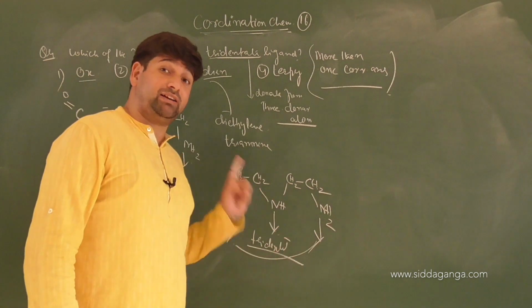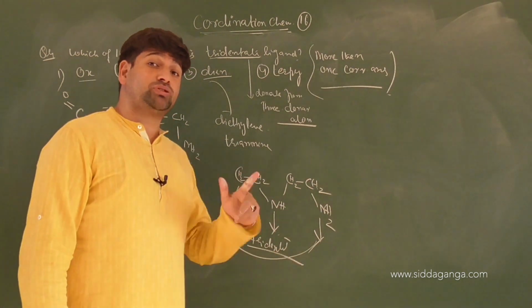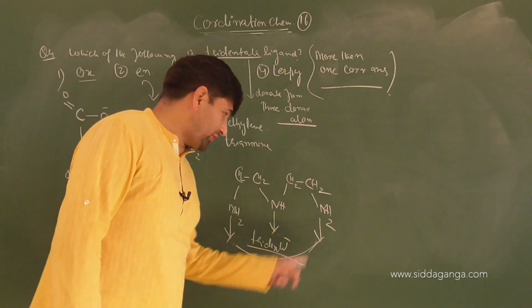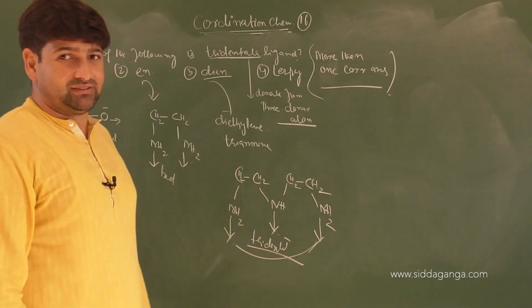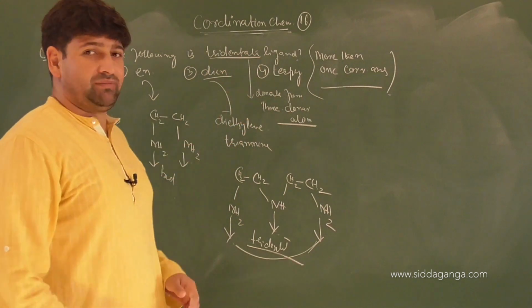It can lead to chelation, rather it can lead to macrocyclic effect because the donating atoms are from more than 2 places, and even it can lead to ligand position isomerism because donation can occur from nitrogen 1 and nitrogen 2 or nitrogen 1 and nitrogen 3. Correct? Yes or no?